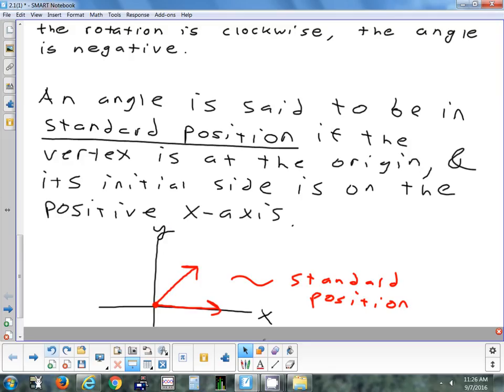So that's the background I wanted to give you on angles: how they're made up of two rays, how we draw them, and the different directions we can measure them in, meaning either positive or negative angles. Any questions on that?